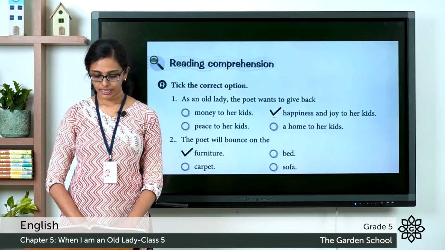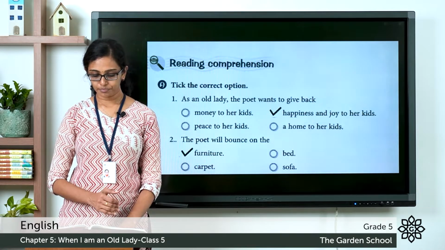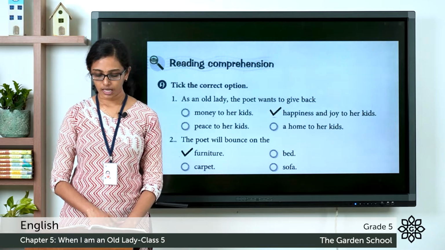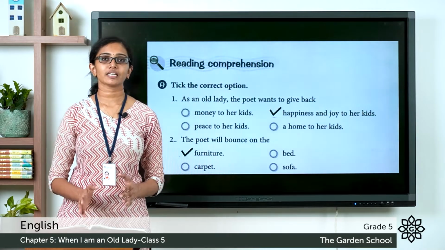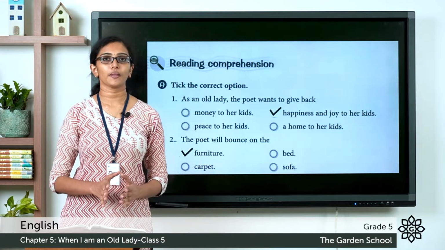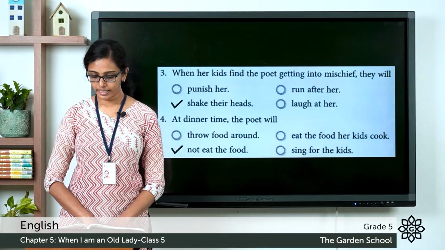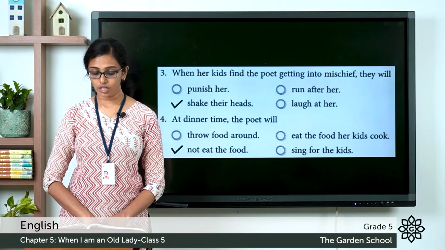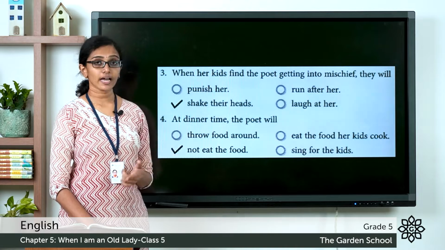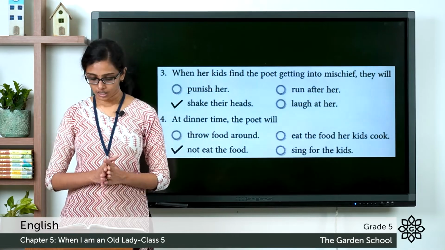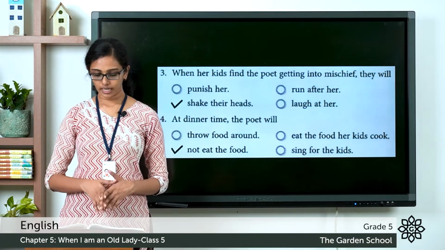Question number 2. The poet will bounce on the, is that furniture, bed, carpet or sofa? The poet will bounce on the furniture just like her kids used to do when they were small. Question 3. When her kids find the poet getting into mischief, they will, is it punish her, run after, shake their heads or laugh at her? When her kids find the poet getting into mischief, they will shake their heads.